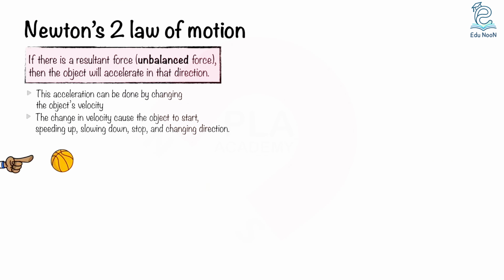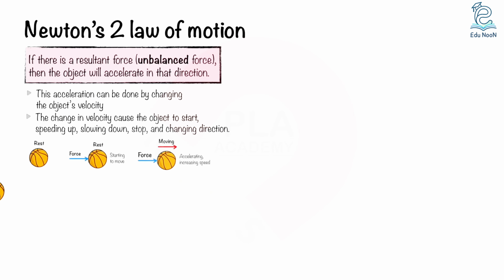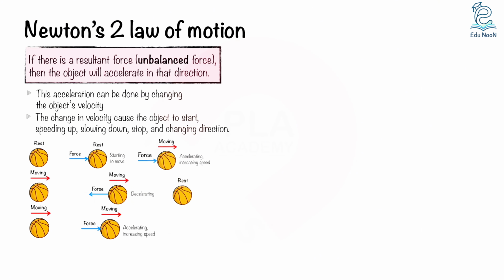If a resultant force acts on an object at rest, the object will accelerate, starting to move and increasing its speed. If a resultant force acts on an object in the opposite direction of its motion, the object will decelerate, eventually coming to a stop. If a resultant force acts in the same direction of its motion, the object will accelerate, further increasing its speed. If a resultant force acts at a perpendicular angle to its direction of motion, the object will change direction, while its speed remains the same.